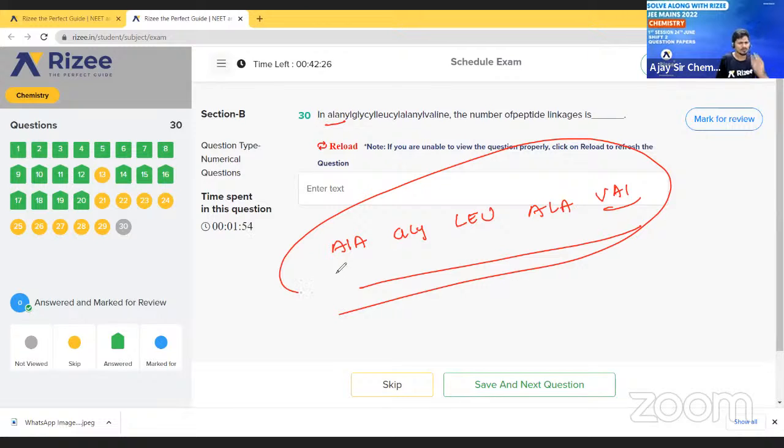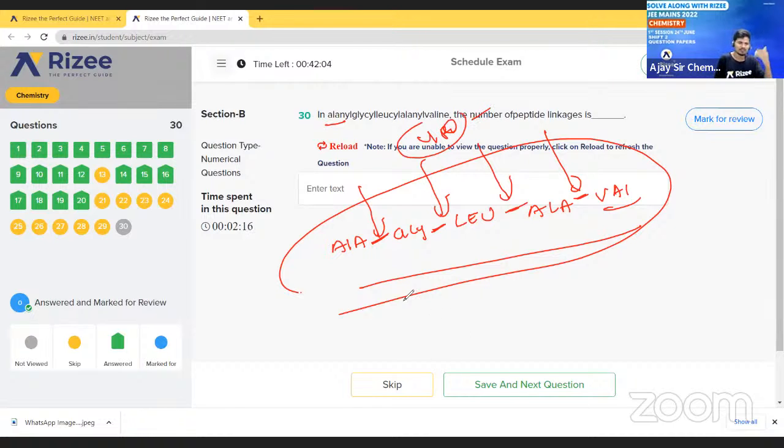How many peptide bonds? In between each and every amino acid, definitely one peptide bond should be present. See here, 5 are there. So how many peptide bonds are there? This is one peptide bond. This is one peptide bond. This is one peptide bond. This is one peptide bond. So 4 peptide bonds are present.